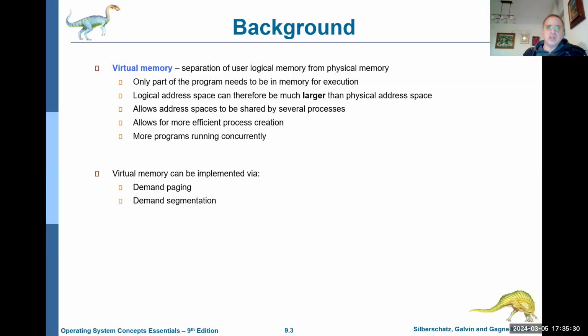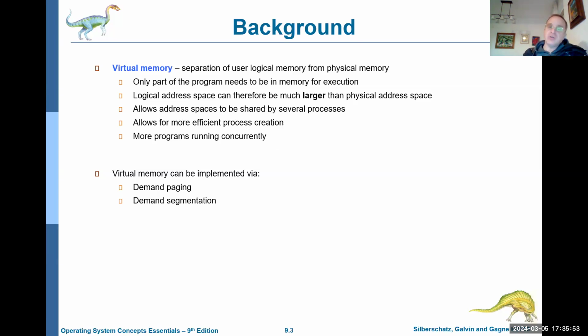We said this already. The logical address space can therefore be larger, and it allows the address space to be shared by several processes. Or even if it's not, in other words, I could have two programs that each need 2/3 of the memory. I could have them both running at the same time, even though they both need 2/3 of the memory. I don't have 4/3 of the memory. I only have 3/3.